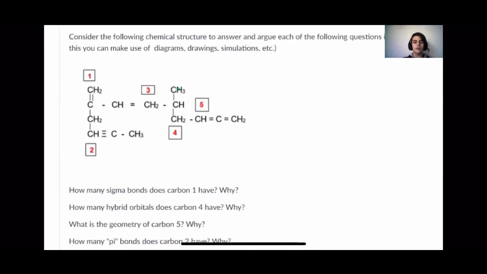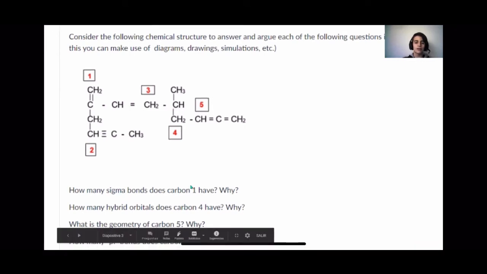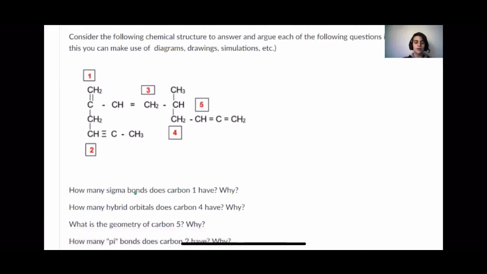To finish, we now have a compound with this diagram, and it asks us to say how many types of bonds it has. How many sigma bonds does carbon 1 have? This is carbon 1, and it has three sigma bonds because it has a double bond right here.